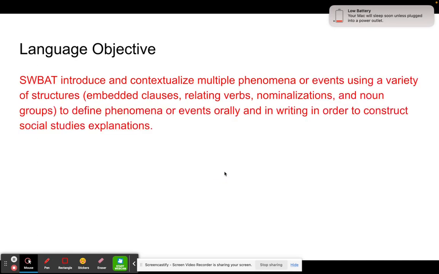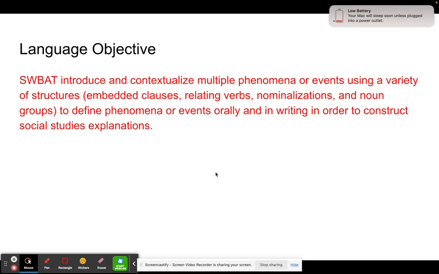Our language objective today, and do your best to write this in your notes, is to introduce and contextualize multiple phenomena or events using a variety of structures. We're going to look at nominalizations to define phenomena or events orally and in writing in order to construct social studies explanations. And what that means is that as we do push and pull factors, you're going to talk about it and you're going to write about it.